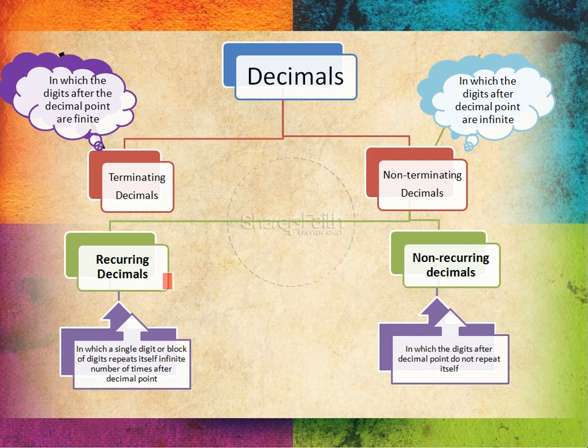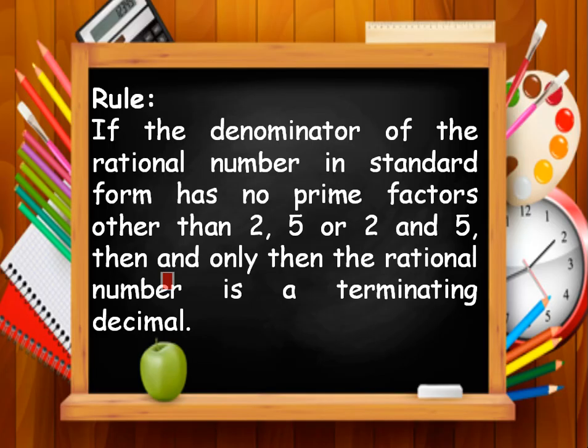Recurring decimals are decimals in which the digits after the decimal point repeat themselves again and again, and in non-recurring decimals the digits do not repeat, and we have a random pattern although the digits are infinite and the division is non-ending. I hope you have understood up till now. Now let's learn about the rule.